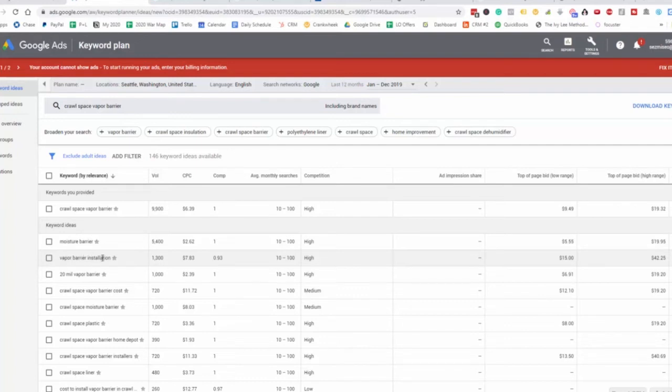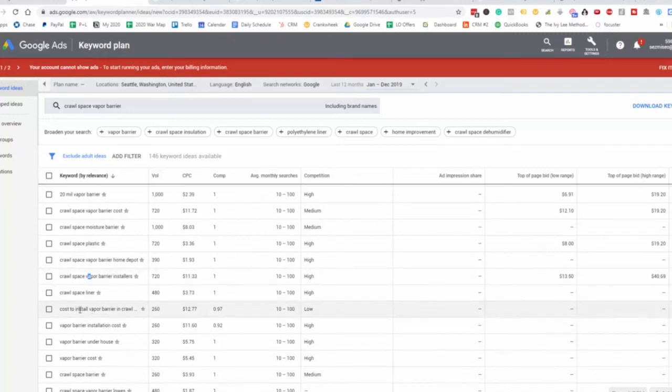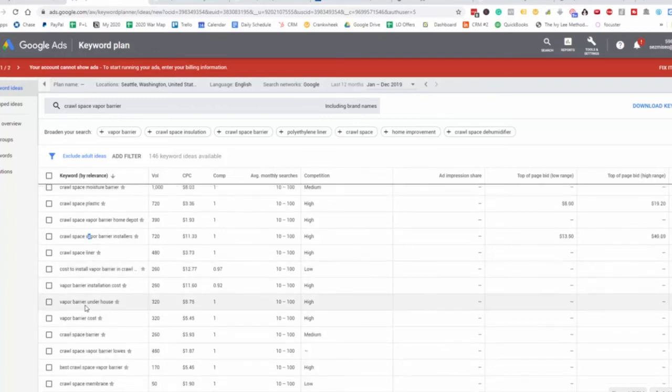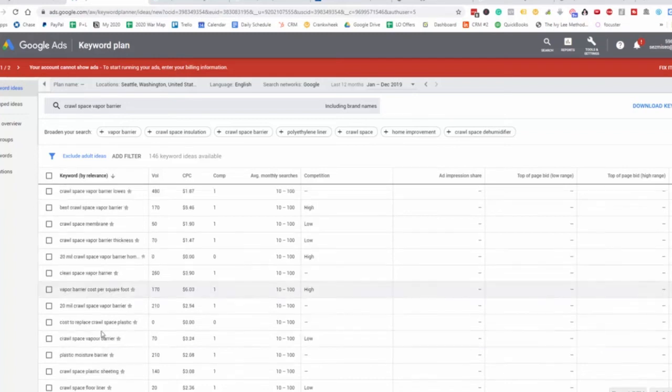So vapor barrier installation, crawl space vapor barrier cost. This may be a good one here because they may be just looking for pricing from a vendor. Let's see here. Obviously this one here is for somebody looking to do it themselves. Crawl space vapor barrier installers. These guys look to be looking for a contractor. Cost to install vapor barrier and crawl space. They may be another good one there. Let's see here. So these guys are looking for best crawl space vapor barrier. They're looking more for the product there. Okay. Crawl space vapor barrier. This may be another one here as well that we can target.